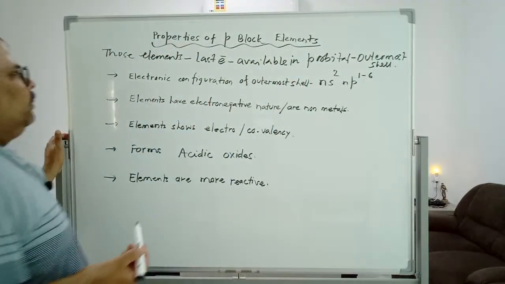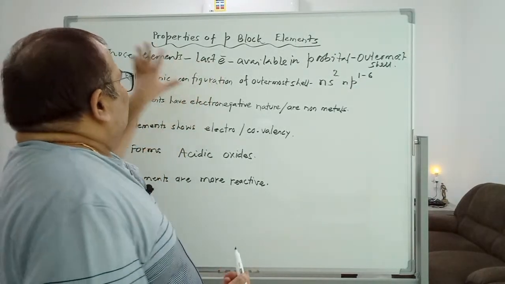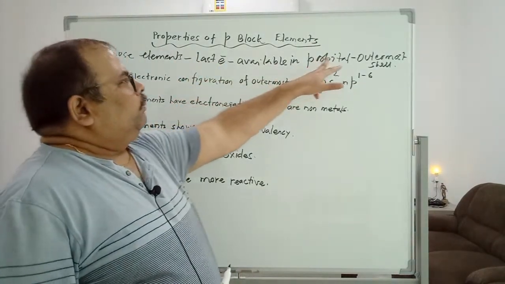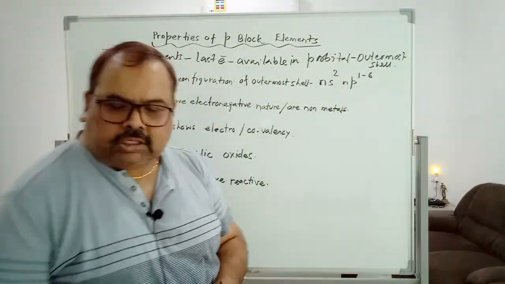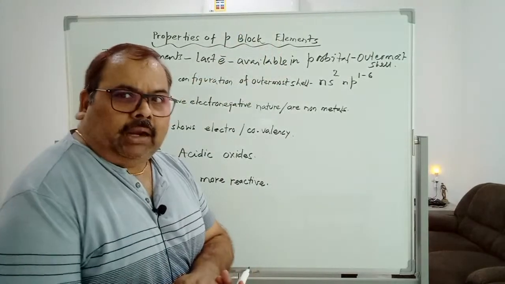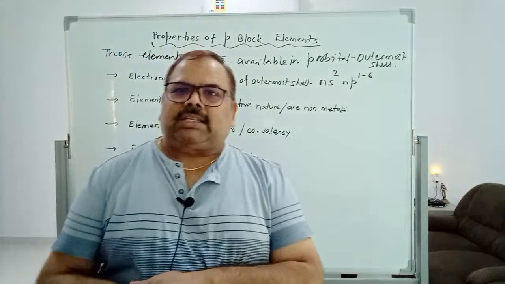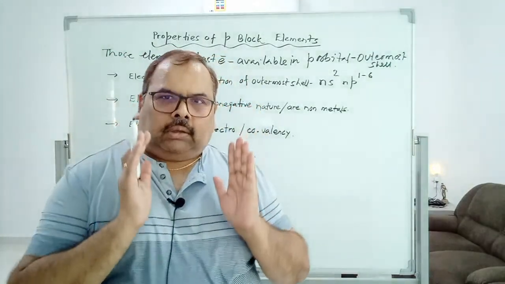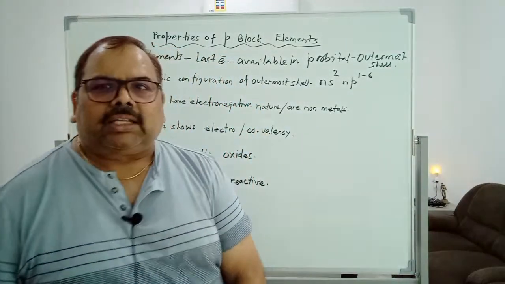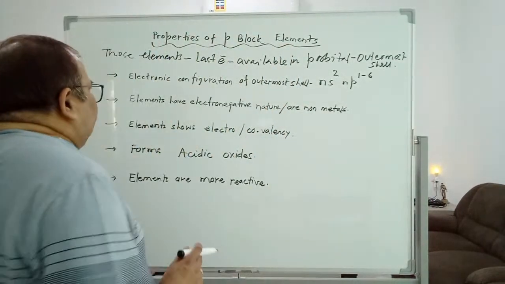P block elements mean, very simply, that the element's last electron will be available in the p orbital of the outermost shell. So these elements belong to the p block, and to understand them we must note the properties of the p block. This is easy to understand for the elements that belong to the p block. Right now we should start.